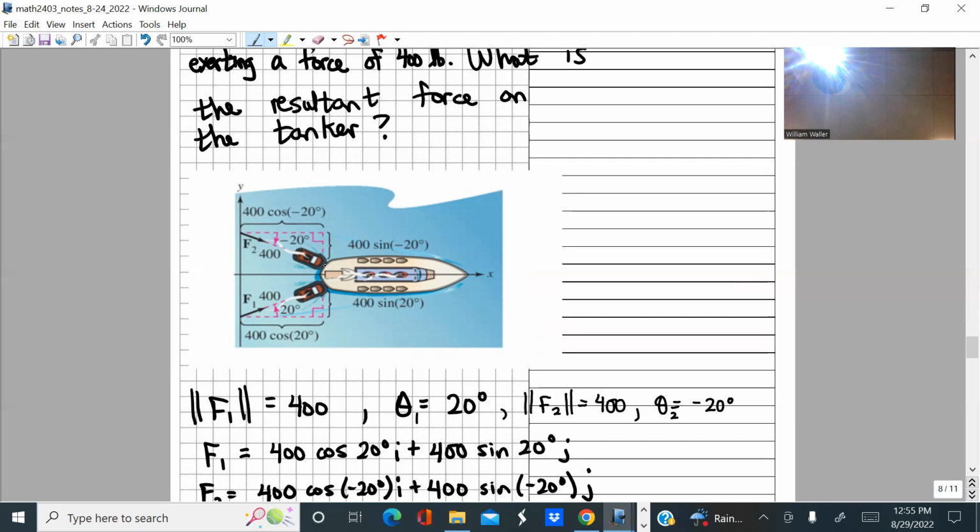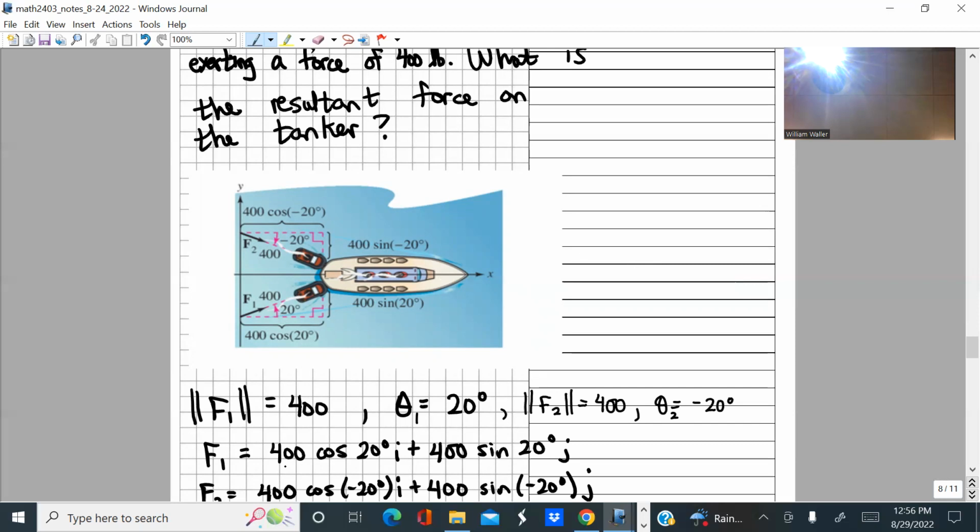Okay, so this tugboat is applying force in this direction, 400 pounds of force. The second tugboat, this is labeled as tugboat 1. So tugboat 1 is applying 400 pounds of force in this direction, and tugboat 2 is applying also 400 pounds of force in a symmetrical direction, so that we can keep the tanker moving directly to the right in this picture.